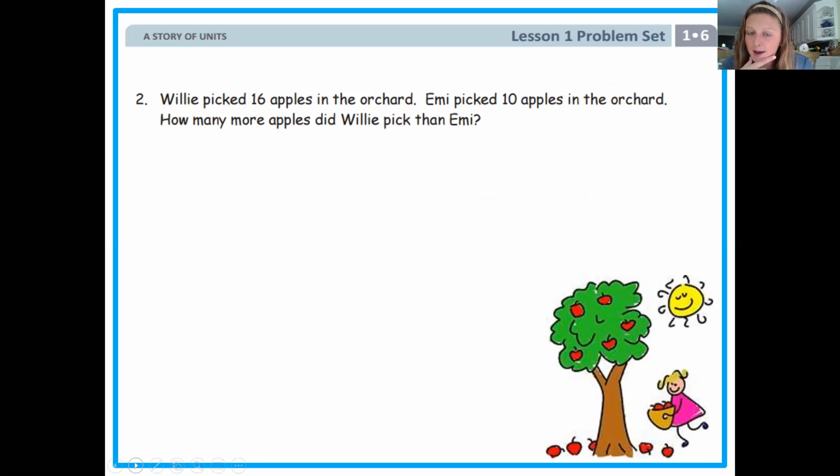Willie picked 16 apples in the orchard. Emmy picked 10 apples in the orchard. How many more apples did Willie pick than Emmy? Pause it here if you need to work still.